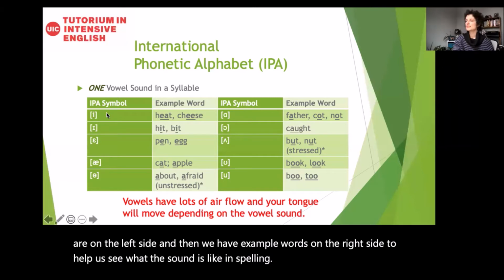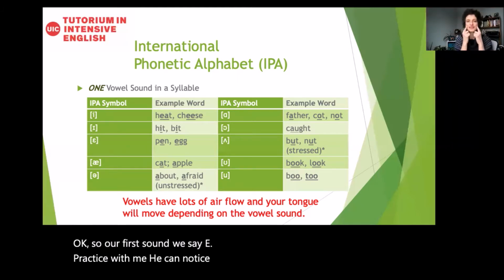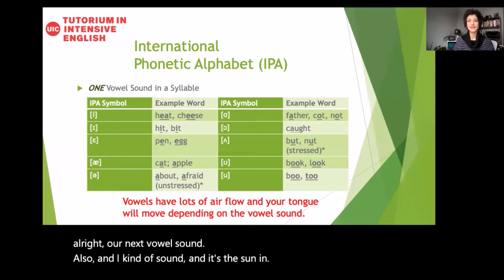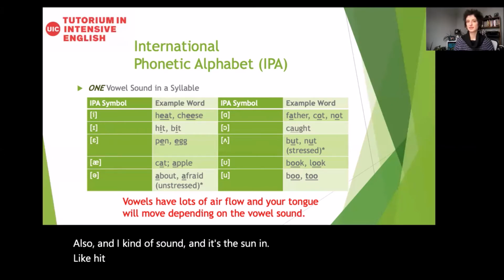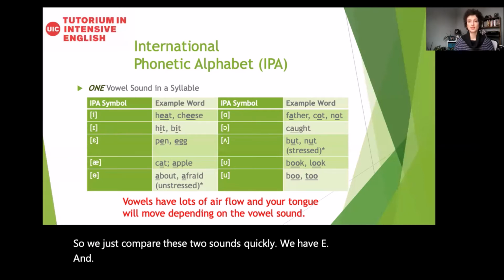Okay, so our first sound, we say it ee. Practice with me. Ee. You can notice my mouth and my cheeks kind of tense up. Ee. Heat. Cheese. All right, our next vowel sound is also an ee kind of sound, and it's the sound ih. Ih, like hit or bit. So if we just compare these two sounds quickly, we have ee, ee, and ih, ih.